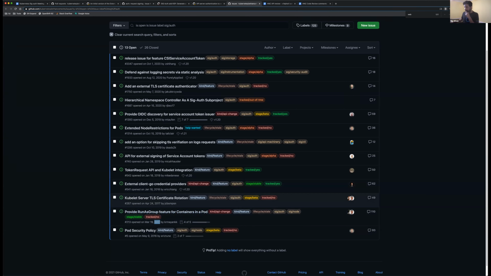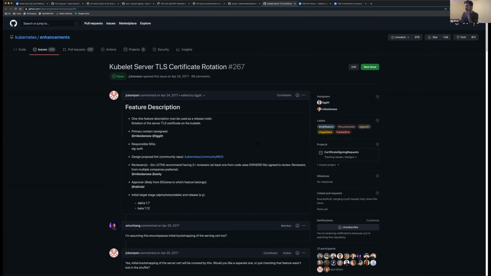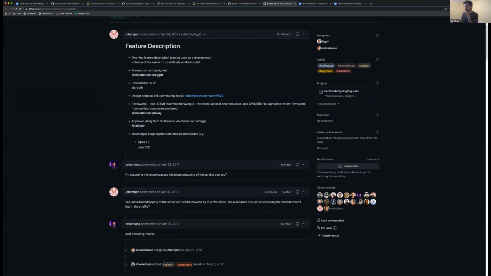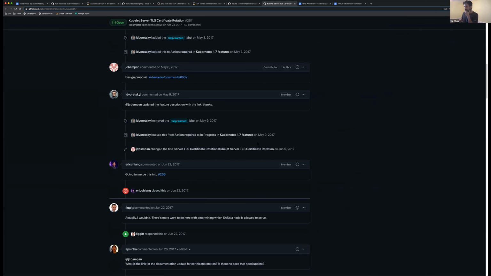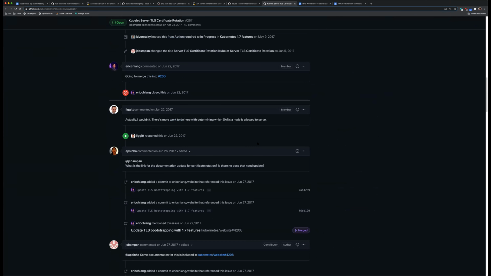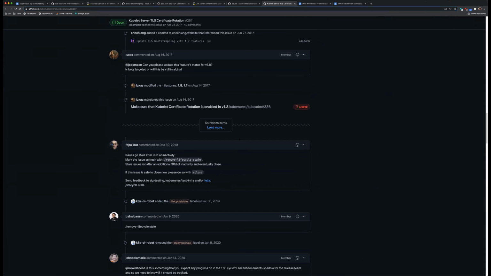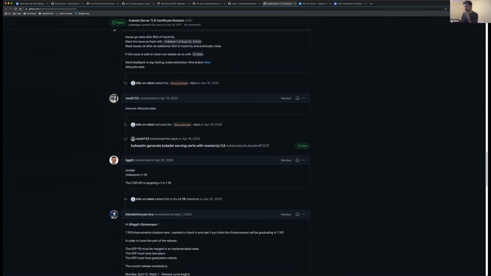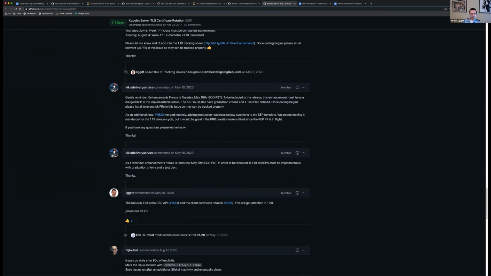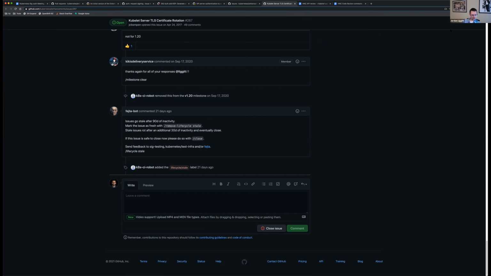All right, kubelet, yeah, let's get rotation. How far did we get? Wait, is that still beta? Apparently, that's what the tag says.